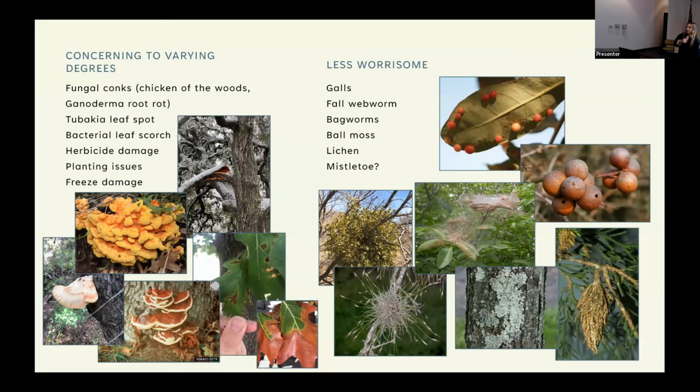And then mistletoe, it is a problem because it is a parasite. It is rooting into the tree, but it also needs its host to stay alive, to live itself. And so mistletoe is tough. You usually just have to prune off the branch that it's growing on to control it.